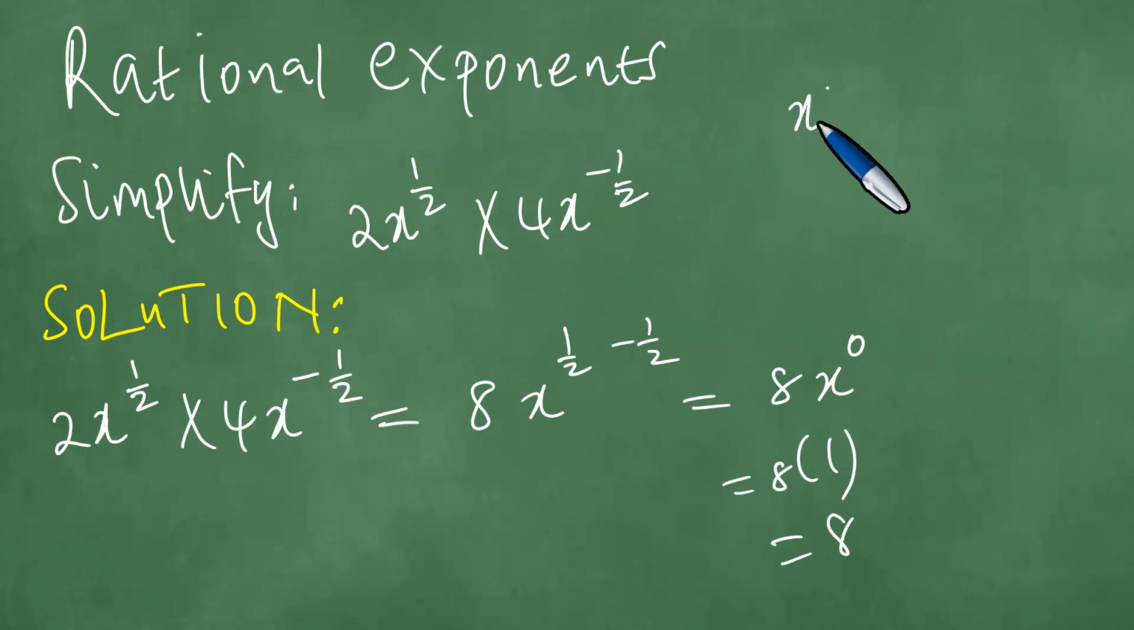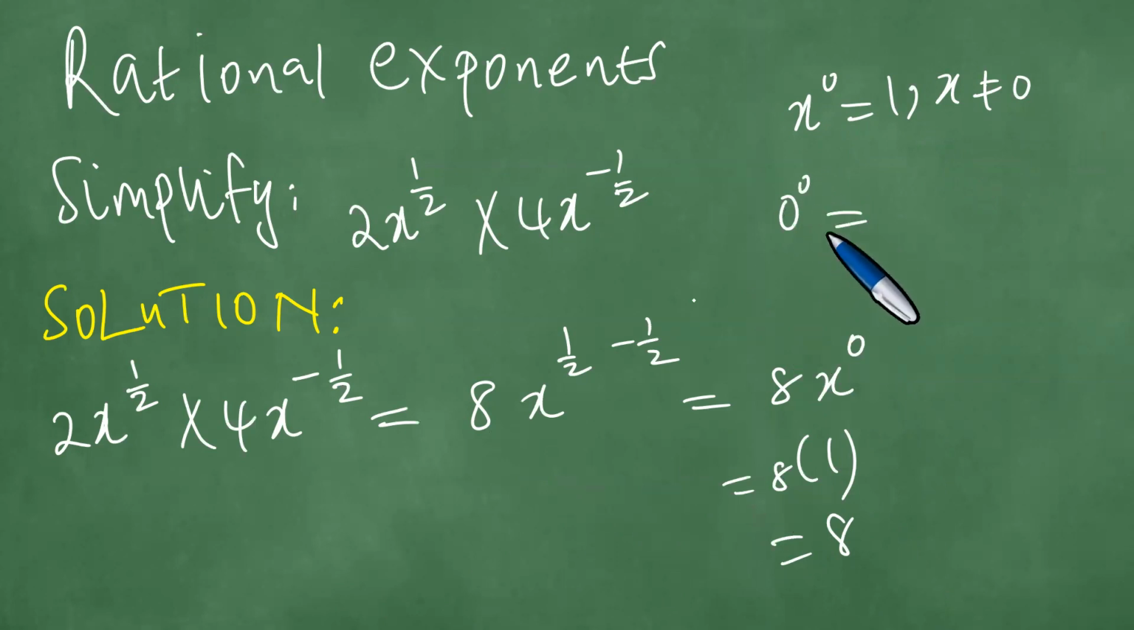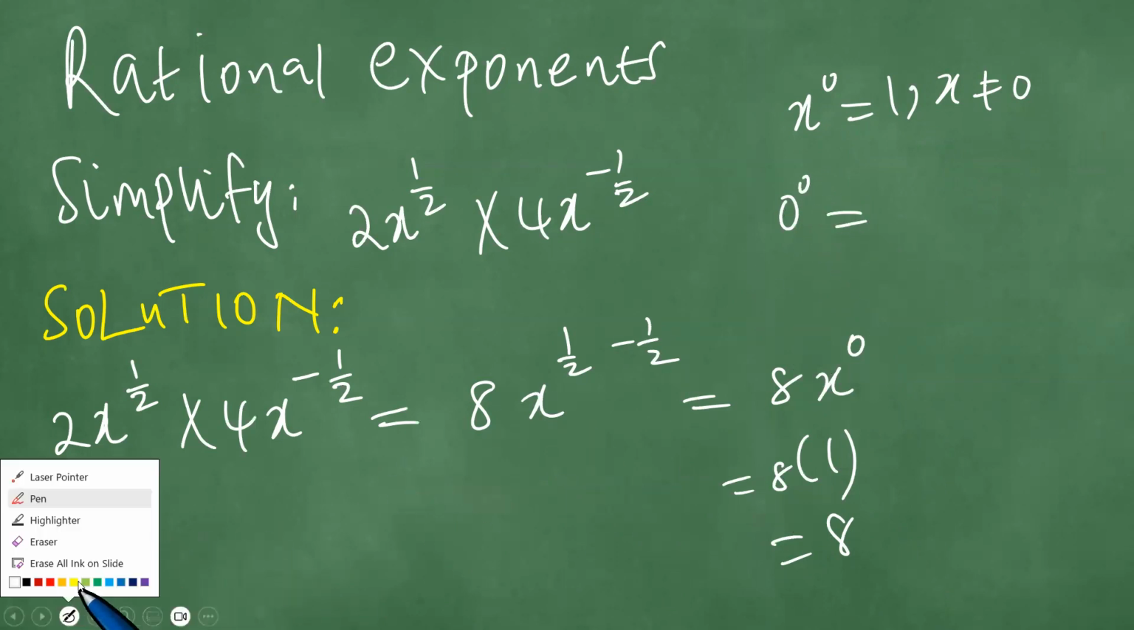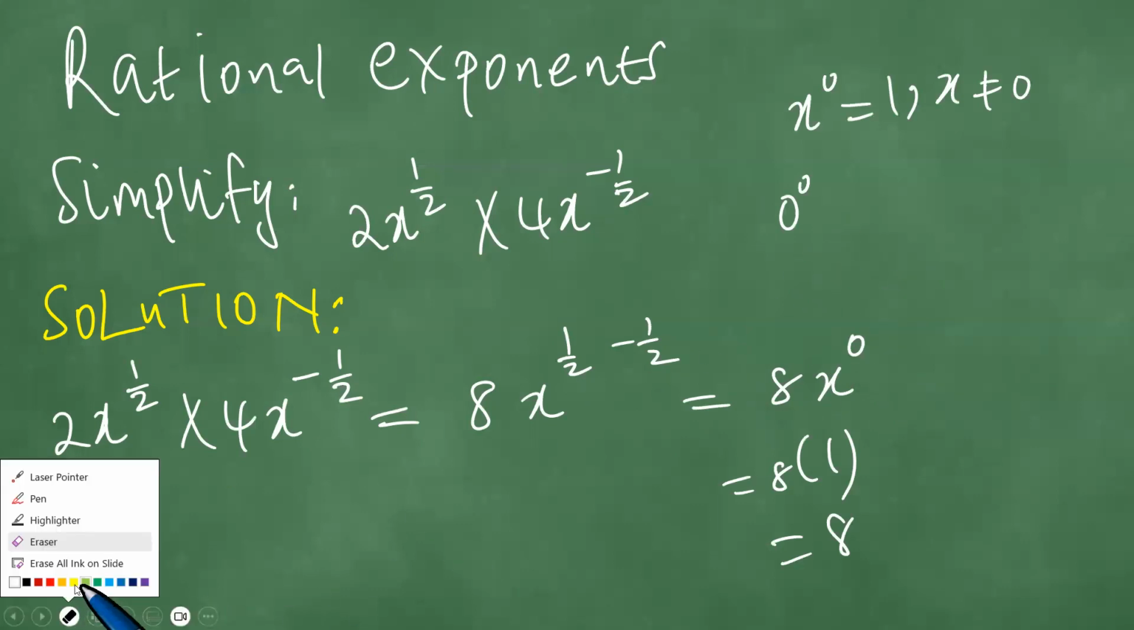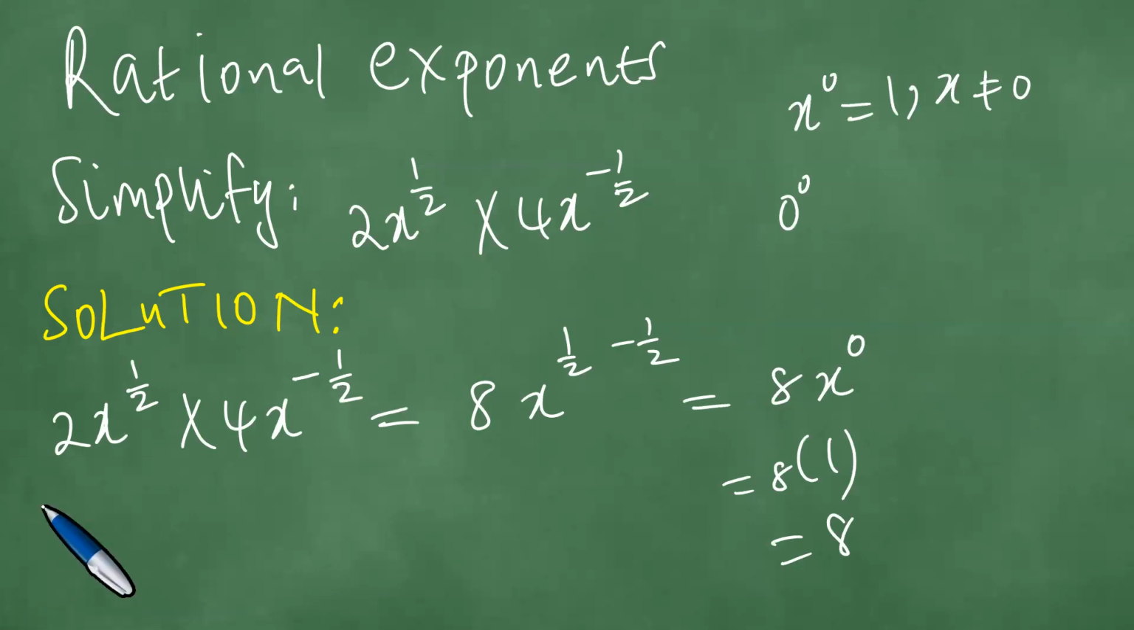X to the power 0 is 1, provided that x is not 0. Because what is 0 to the power 0? What do you think? It's undefined. It is undefined. Well done. Right, so looking at rational exponents, simplify.